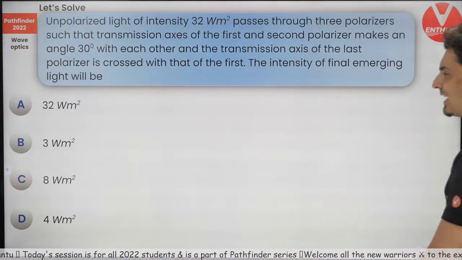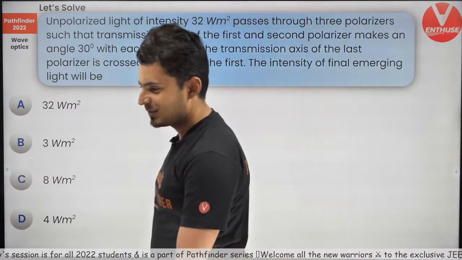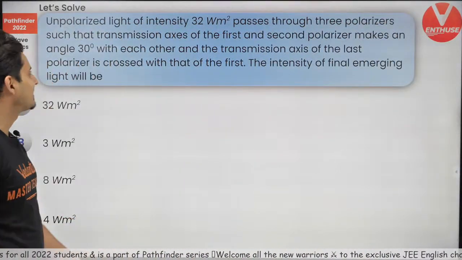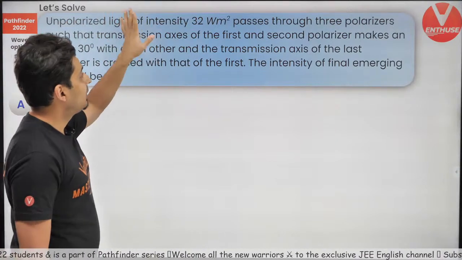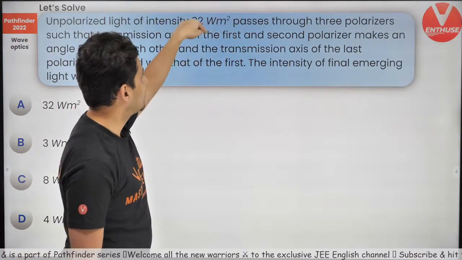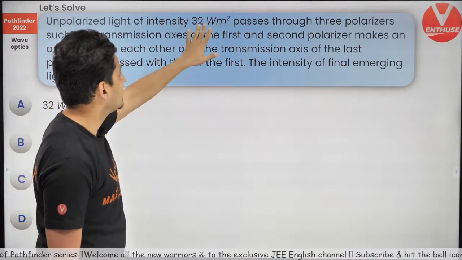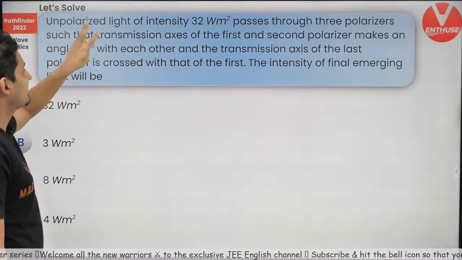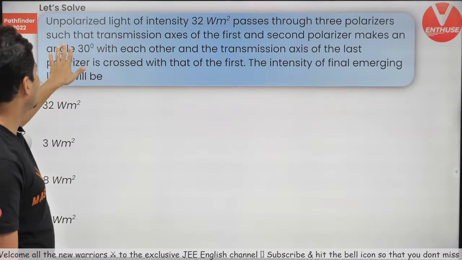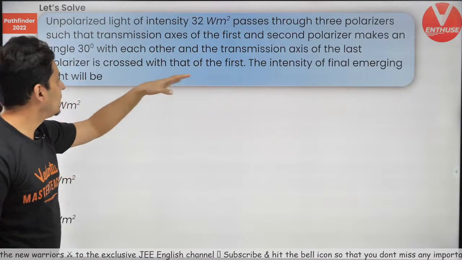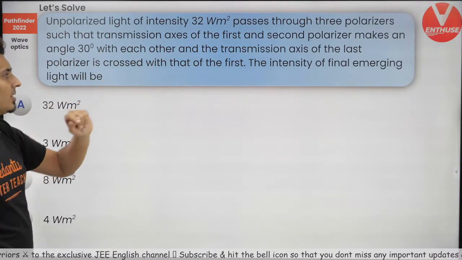Okay, so option B is correct. Moving on to the next question. This is also a beautiful question. Let's see how many of you can do this. Unpolarized light of 32 watts per meter square passes through 3 polarizers. The first and the second make 30 degrees and the last one is crossed with the first one.